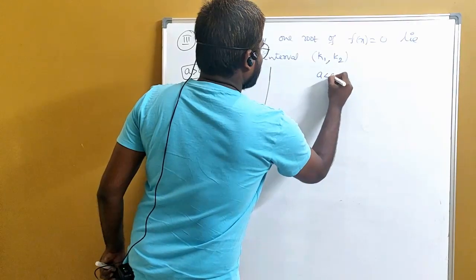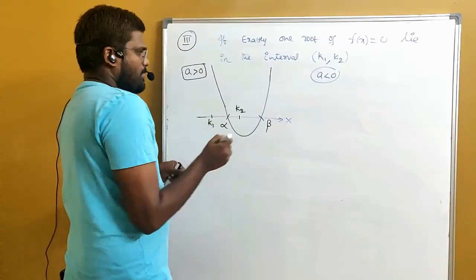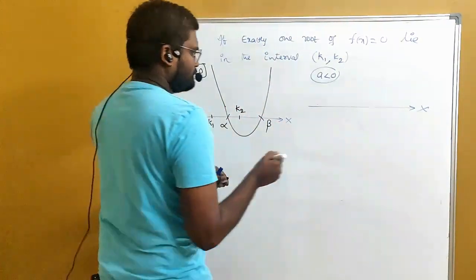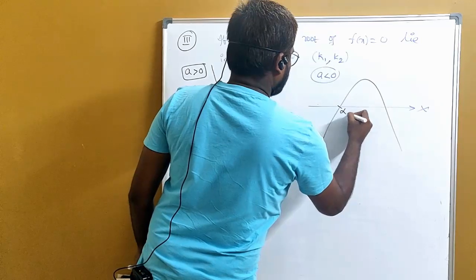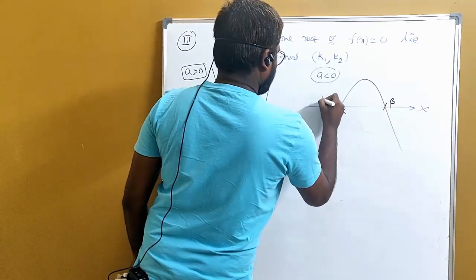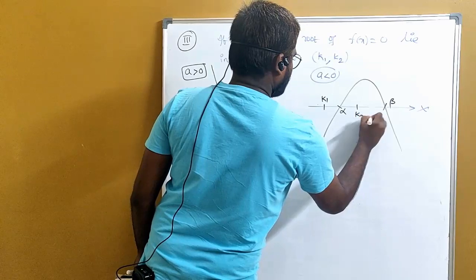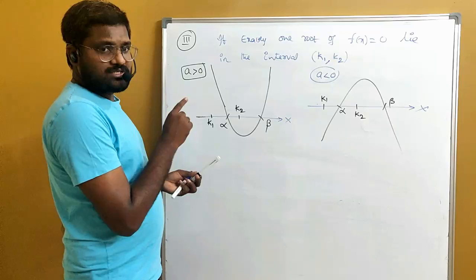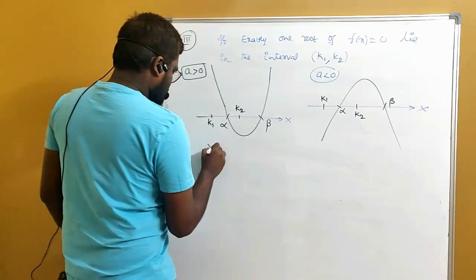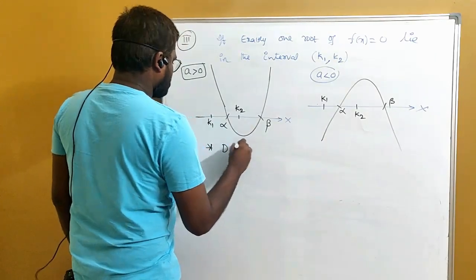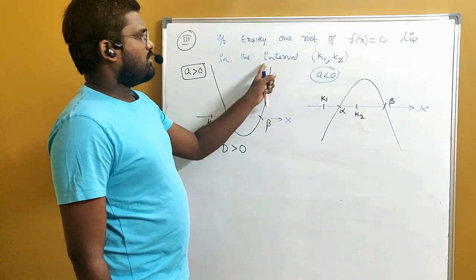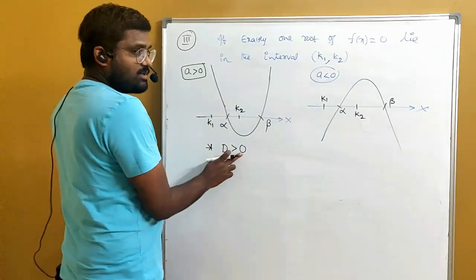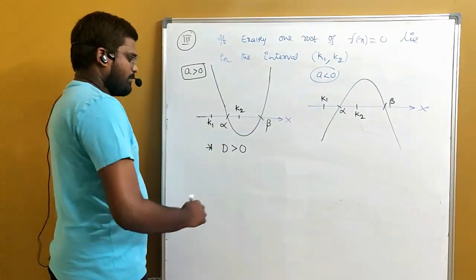When a is less than 0, now again here, x-axis, alpha, beta. Now again here it will be k1, somewhere here it will be k2, correct? Now based on this information, let us try to write down the restrictions. Obviously it must have two distinct roots, because he said exactly one root is lying in interval k1 and k2. So the other root will be something else, okay? So discriminant is greater than 0.